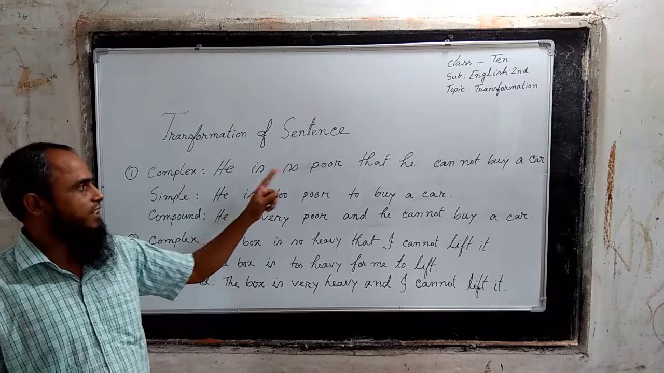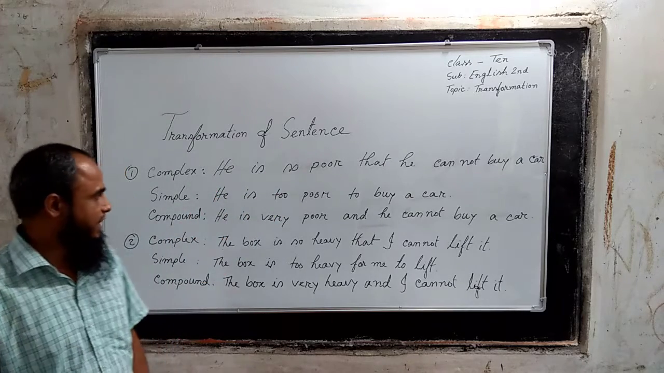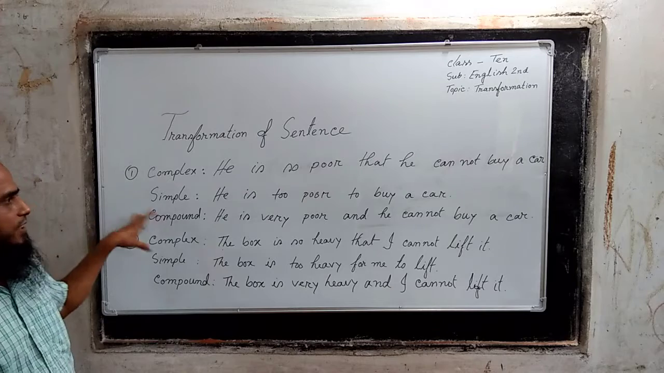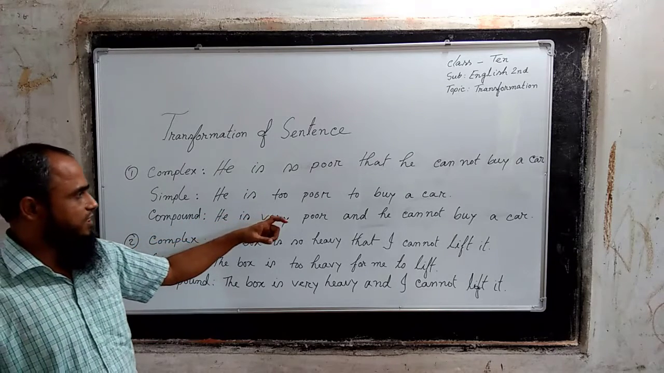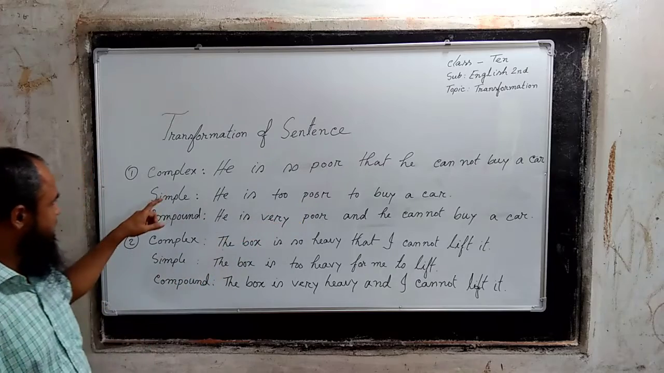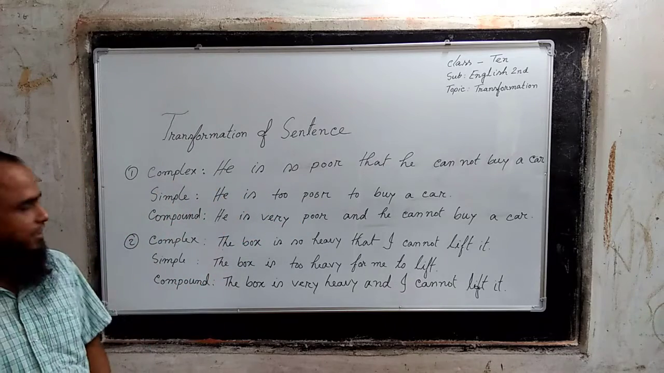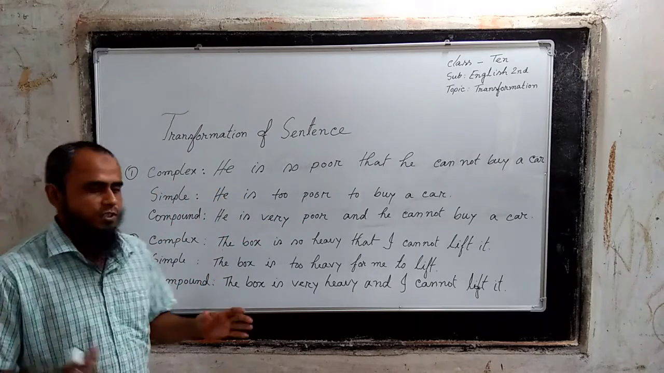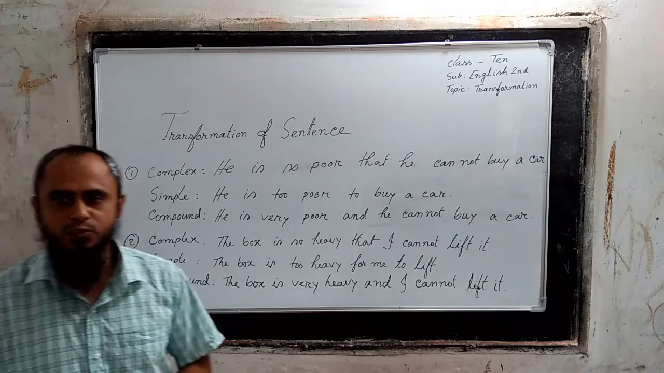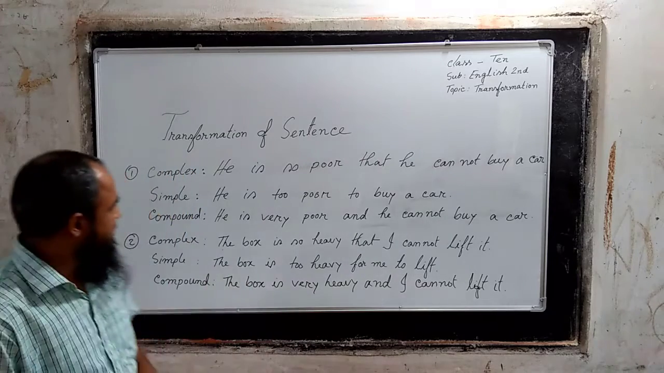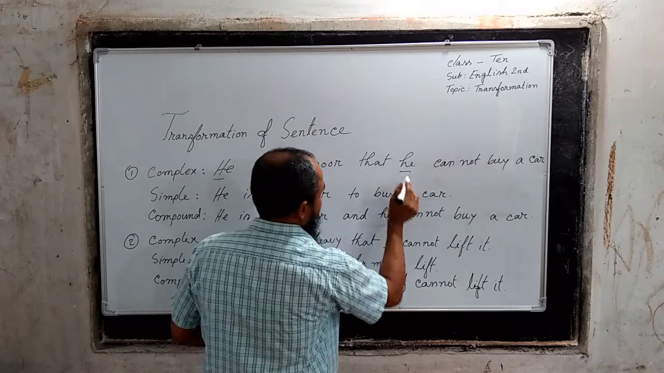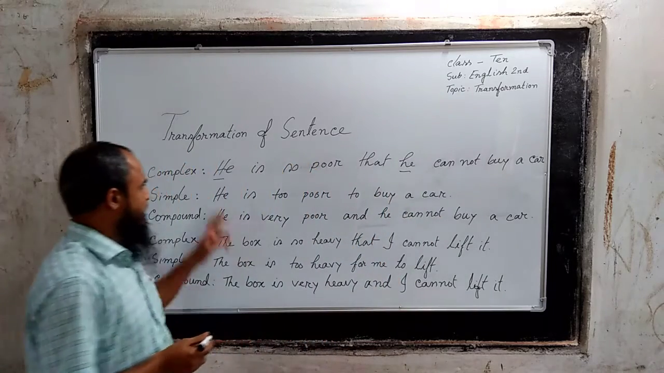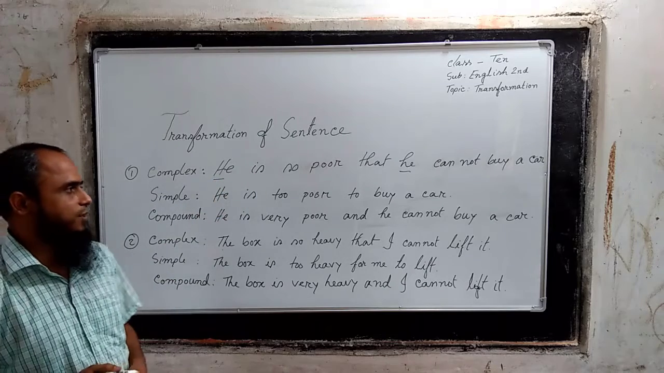He is so poor that he cannot buy a car. Previously I gave two structures for so blank that. The one structure was where the subject was the same, and the other where the subject was different. And here the subject is the same. He is so poor that he cannot buy a car.